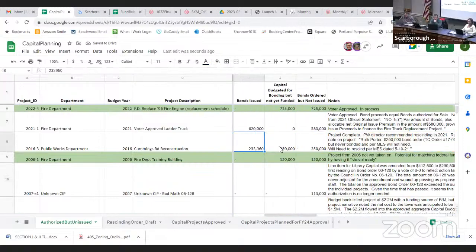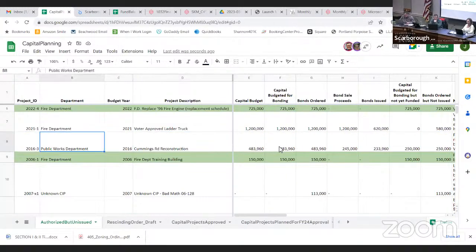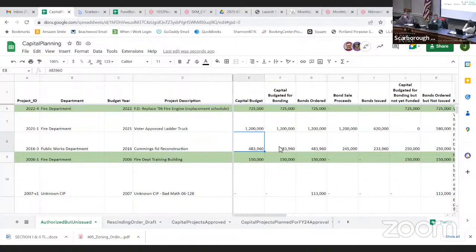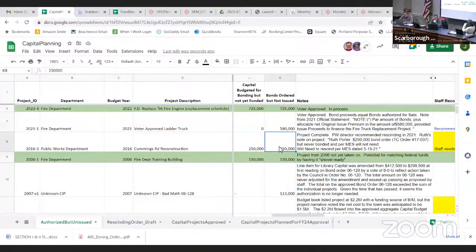Okay, Cummings Road. This was a project from 2016. It was executed. It came in well under the initial budget that was authorized. So the initial budget was almost 484,000. We ordered bonds for 483,000, the full amount. We only sold bonds for 245,000, or those were the proceeds. There was some premium there as well. 250,000 is left to be funded.